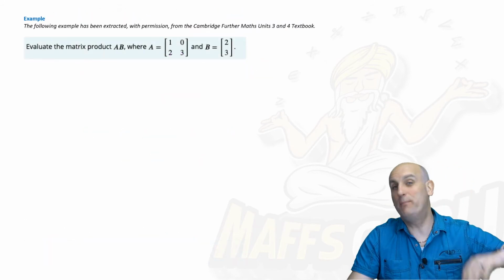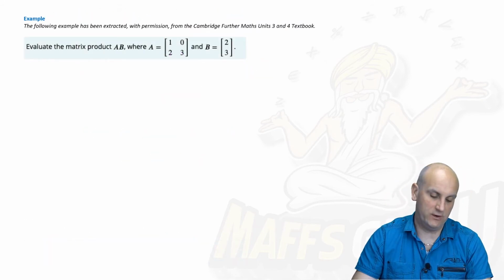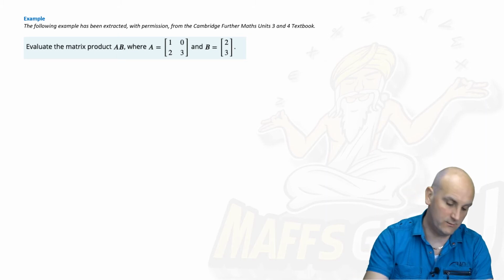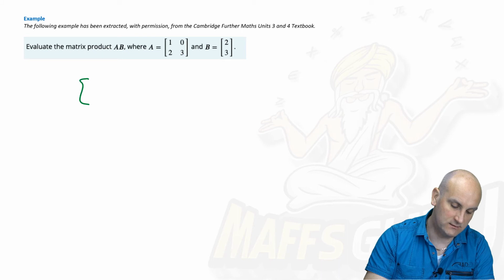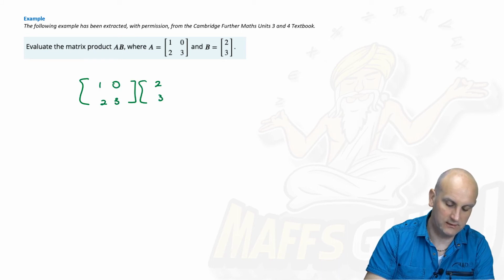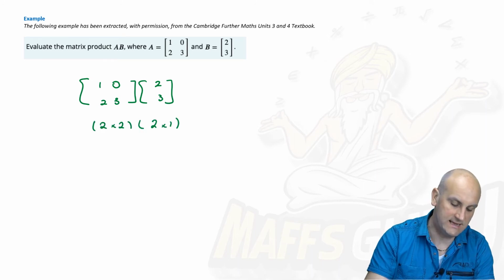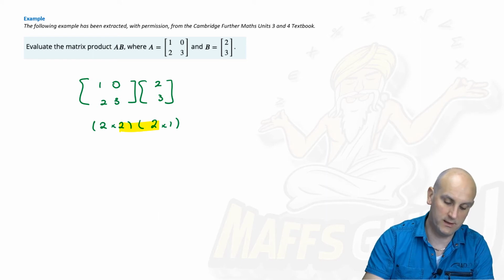And the examples keep coming. Evaluate the matrix product AB, where A is 1, 0, 2, 3, and B is 2, 3. All right, we can do this. So we get 1, 0, 2, 3, multiplied by 2, 3. Let's just check. Can they be done? That's a 2 by 2. What is this? 2 rows by 1 column. Yes, it can be done. What is my resulting matrix going to be? It's going to be a 2 by 1.